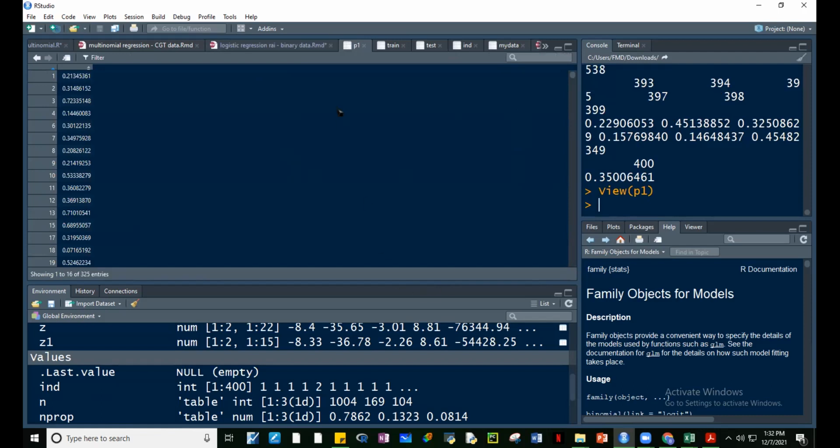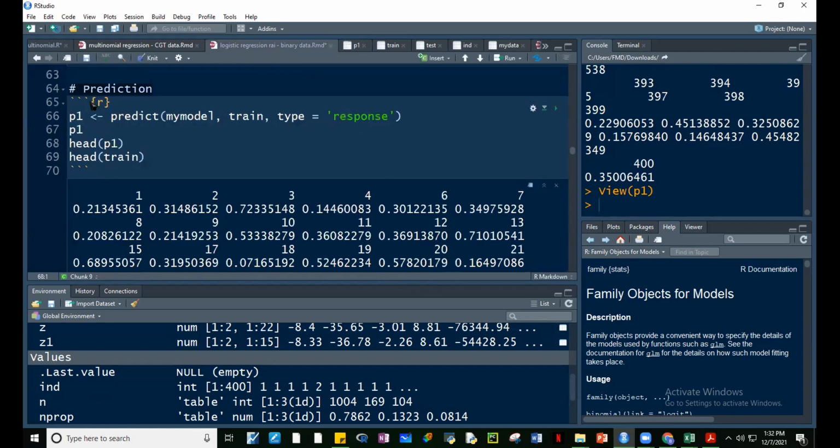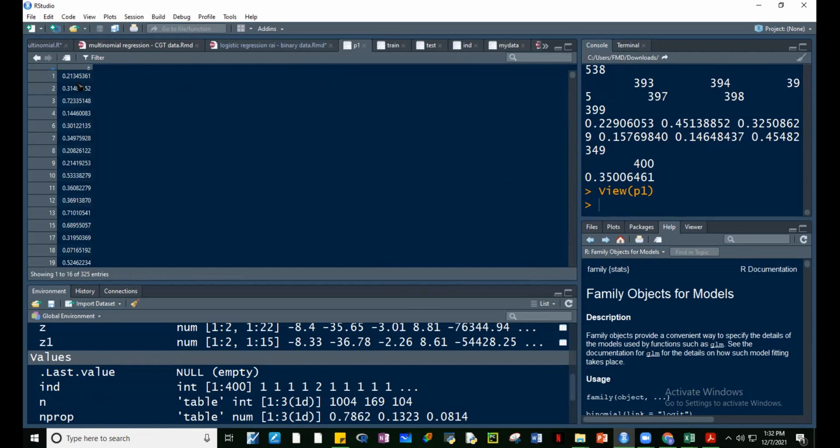Di ba nag-create tayo ng object? We created an object called P1 and we're using the predict function. Predict using yung my model, yung binomial regression natin for the trained data. Tapos yung type, yung response. So it generates this object. 0.213, 0.314. So these are the probabilities. Ito yung mga probabilities na matatanggap si applicant number 1, applicant number 2, applicant number 3. So this gives us the probabilities of being accepted.